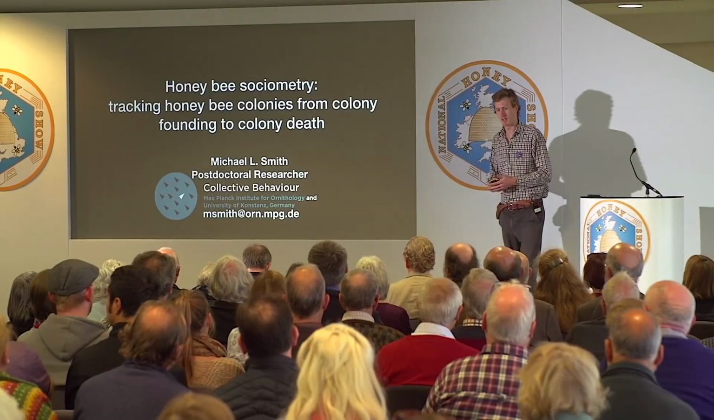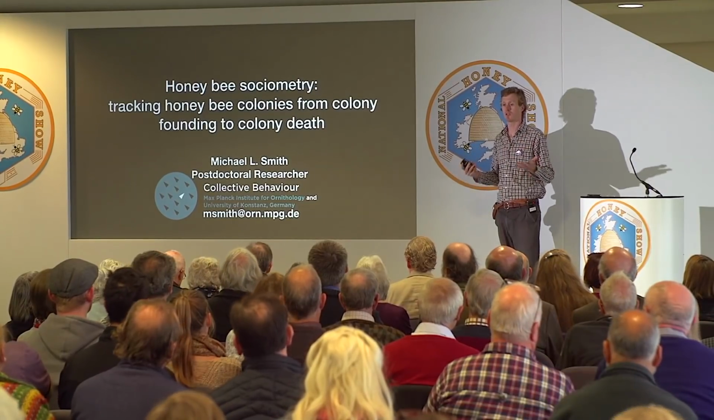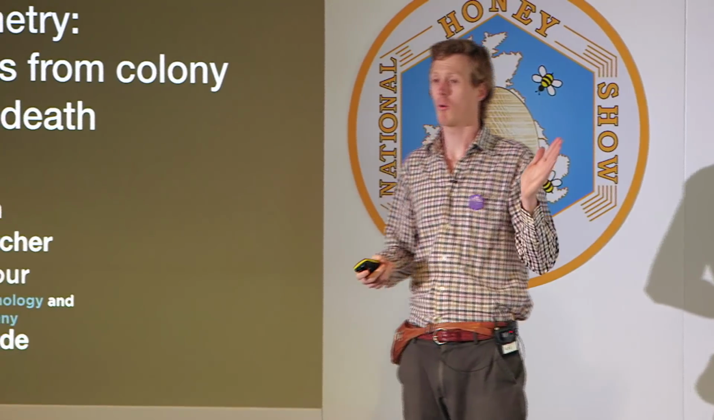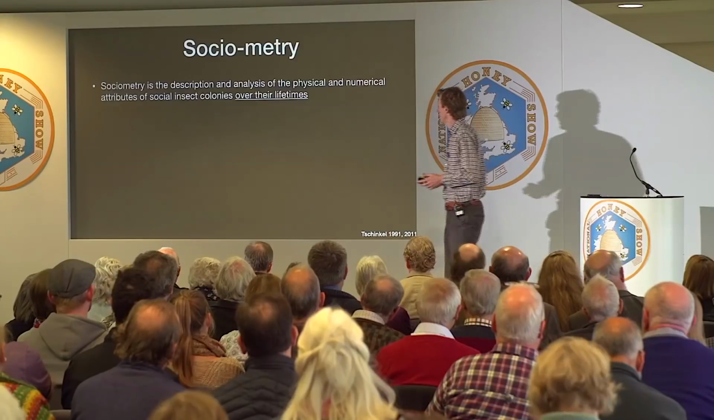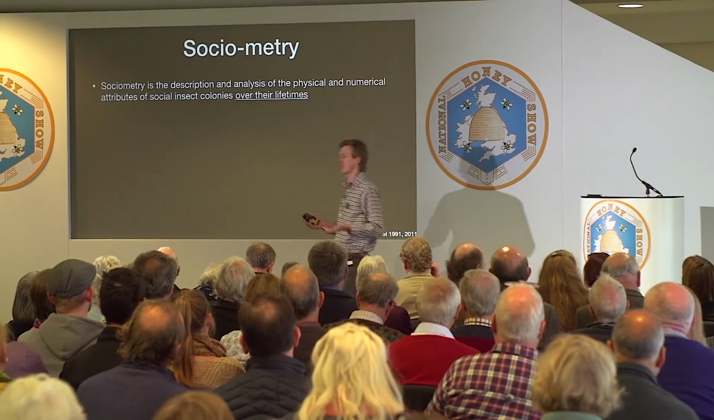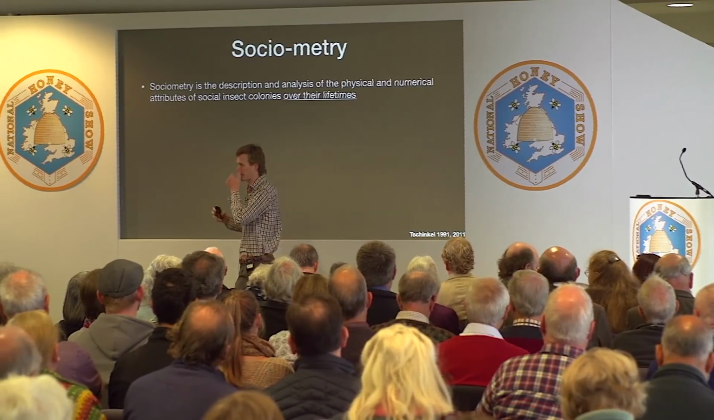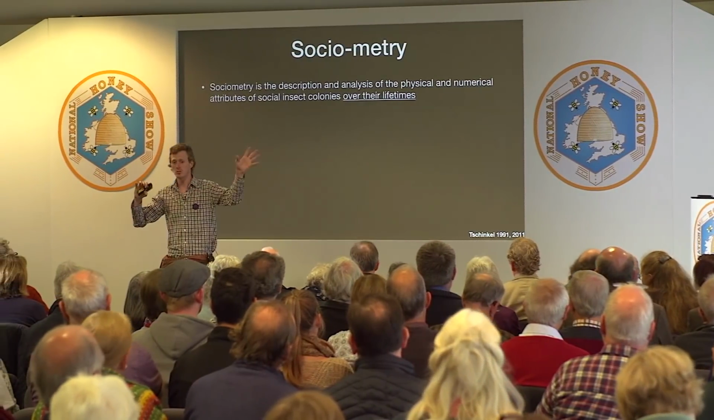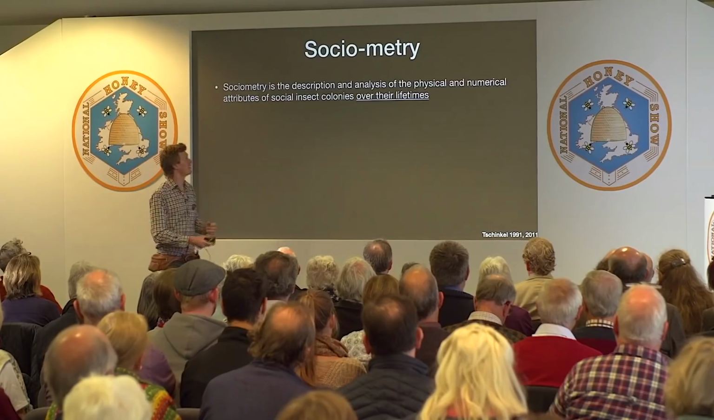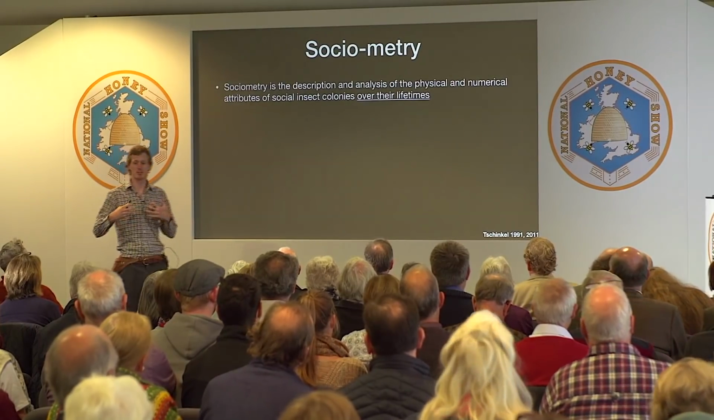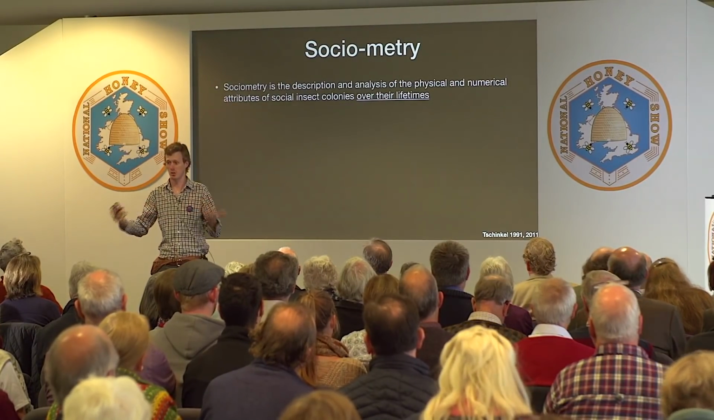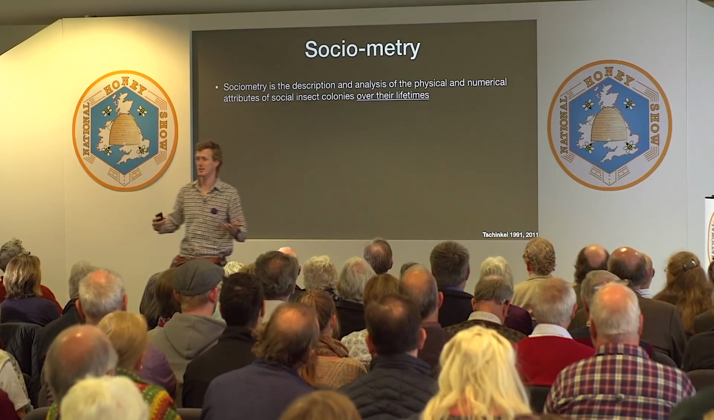So we're going to be talking about honeybee colony sociometry and tracking colonies from when they're born all the way through to when they die. To first define what sociometry is, you can take that word apart and split it into socio and metry. The socio end of it, you could probably imagine, has to do with social insects, social groups, societies. And the metry is basically measure as much as you possibly can.